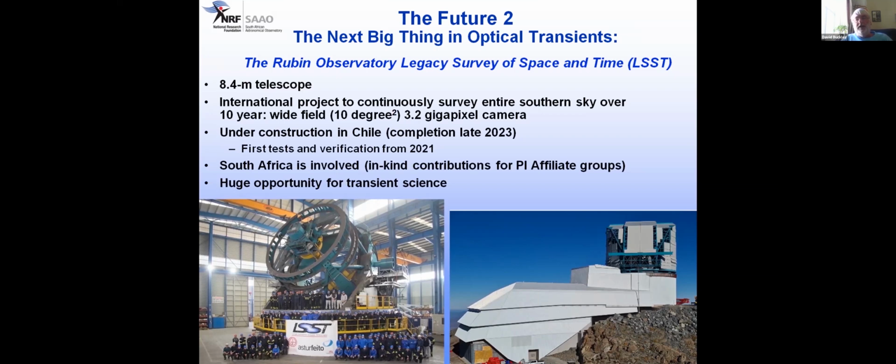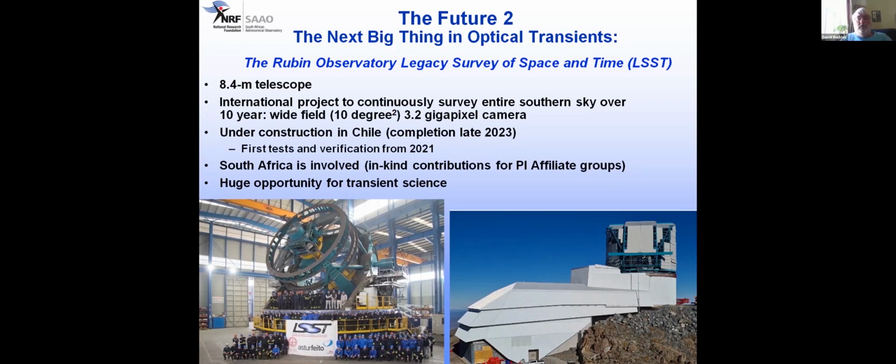And so South Africa is now thankfully involved in this project. It has been for a couple of years, and there are 3 current South African PI affiliates, of which Matt there is one, Michelle Lochner is the second, and I'm the third. And we all have different science interests, and of course mine is transient science.